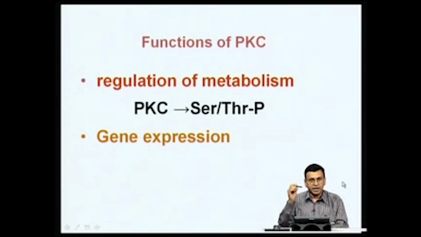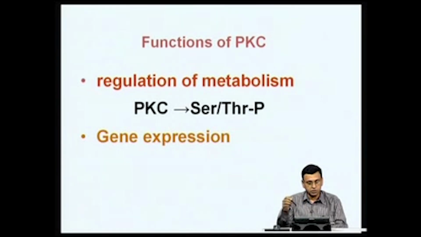Now, what does protein kinase C do? Protein kinase C is again a very important regulator of a number of metabolic processes, and just like the calcium calmodulin kinase as well as protein kinase A, it is also a serine-threonine protein kinase. So, it goes and phosphorylates specific serine or threonine residues of a number of target proteins. And not only does PKC regulate a number of enzymes involved in various metabolic pathways, PKC also plays a very important role in activation or repression of specific gene expression programs.